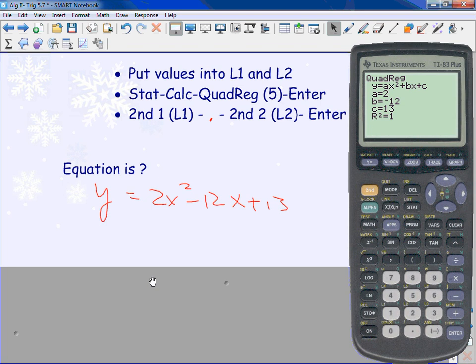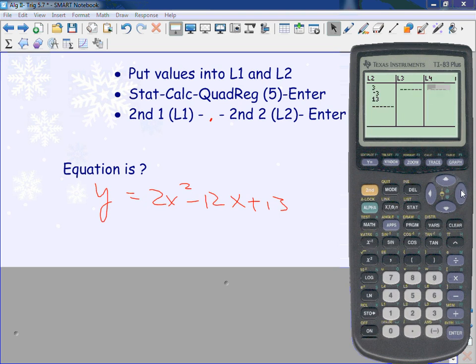You're probably not going to have the r squared. Your calculator doesn't have it on there. A couple of you said, if I cleared this and just went stat, calc, 5, and pressed enter, yes, it does tell me the correct thing. But I have a problem. There's one problem.